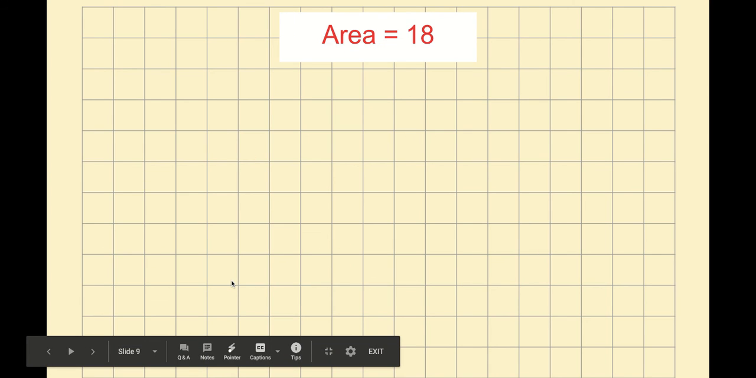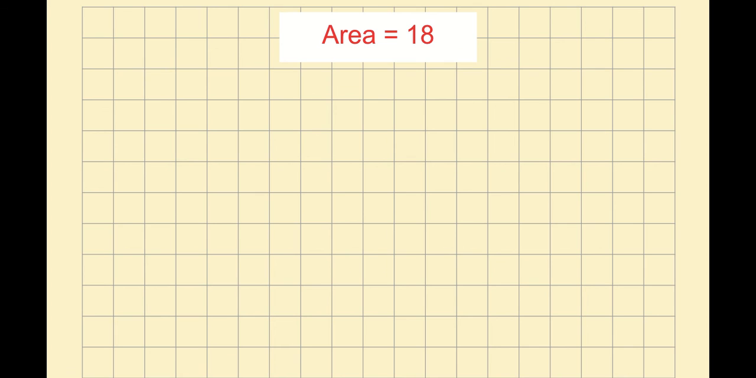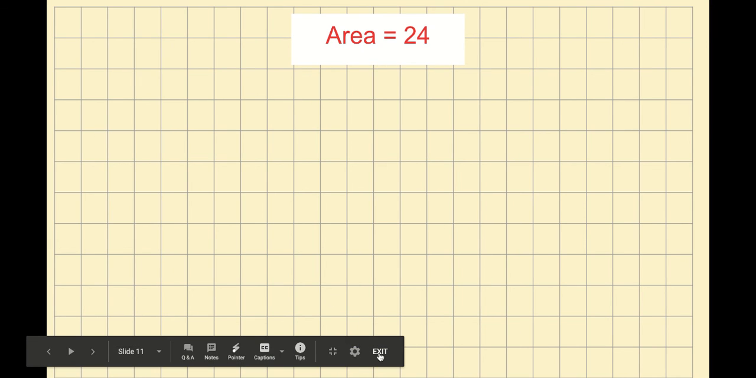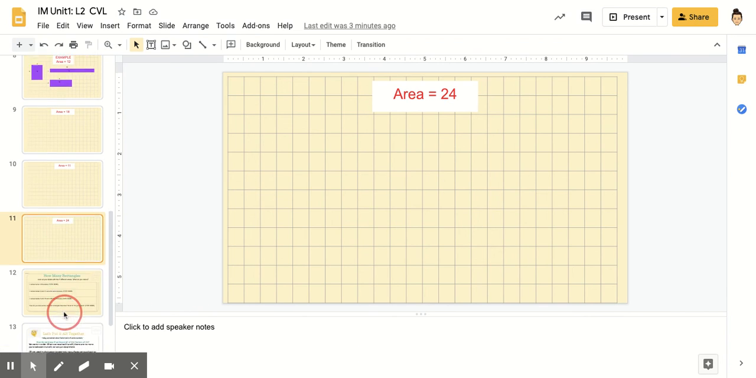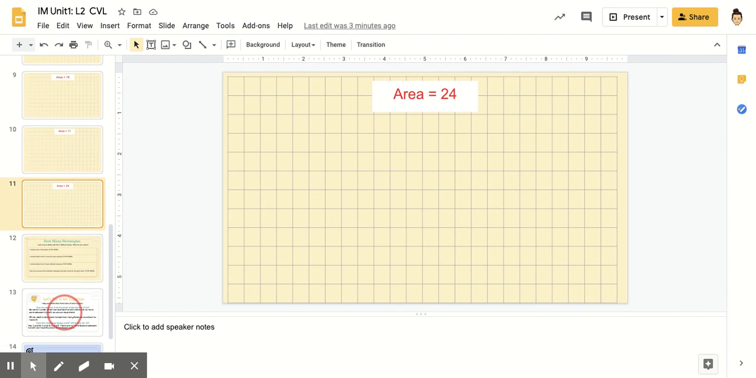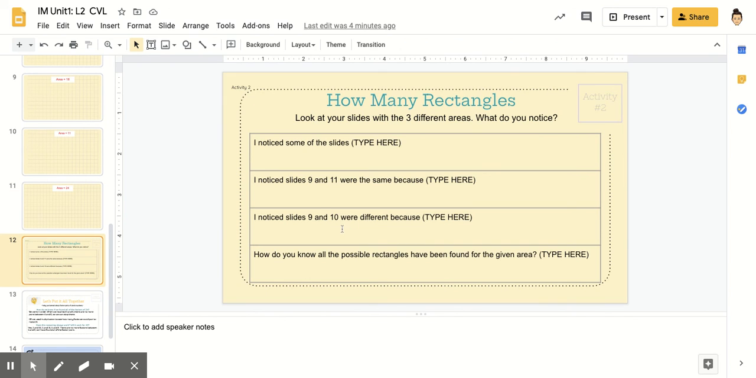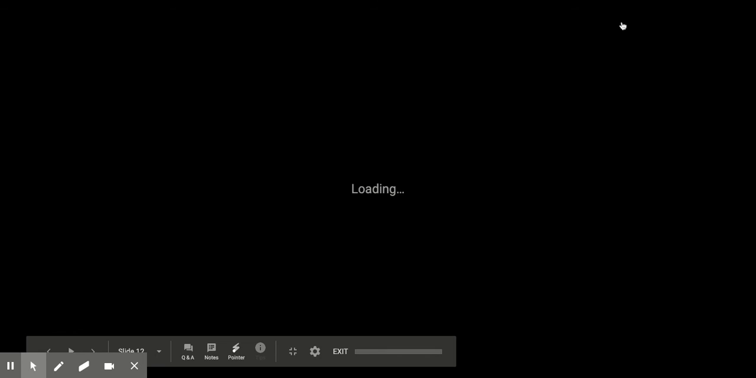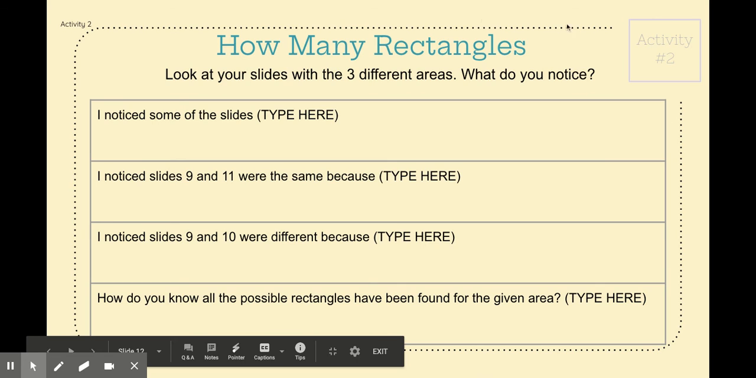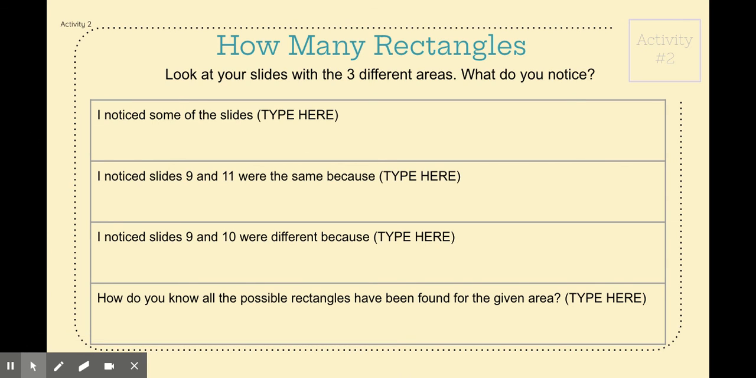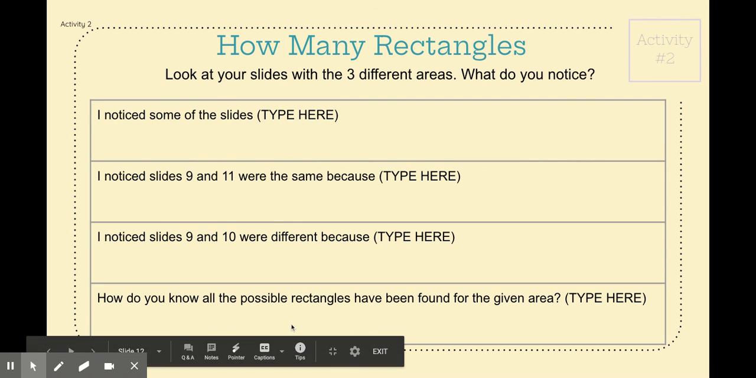You're going to go ahead and do the next few slides following the same directions that I did to complete mine. Then you're going to answer a few questions about that activity that you did. Take a look at all 3 slides with the different areas and think about some things that you're noticing as you look at each. And go ahead and type in each slide to answer those questions.